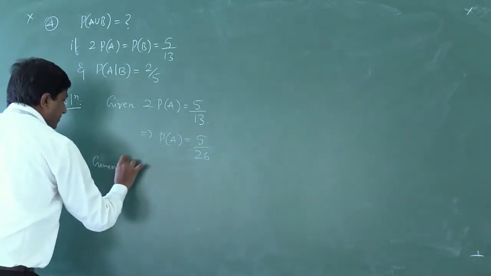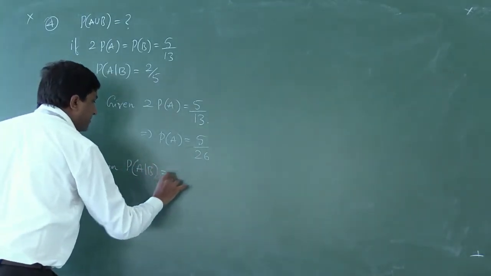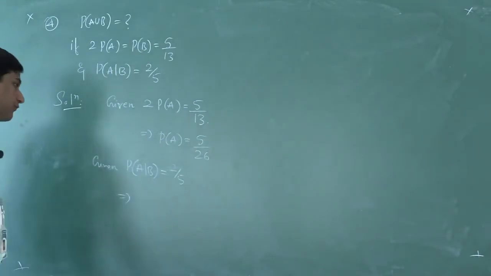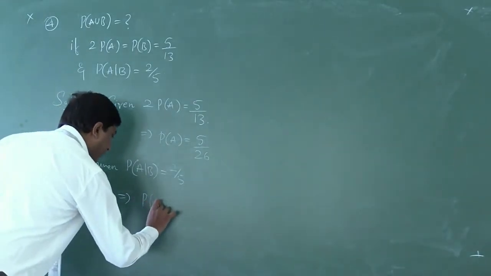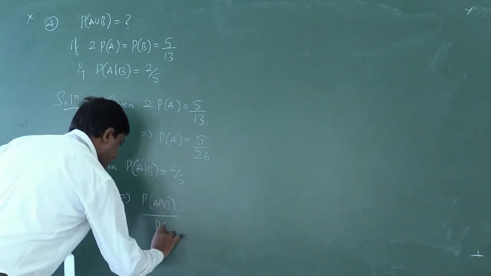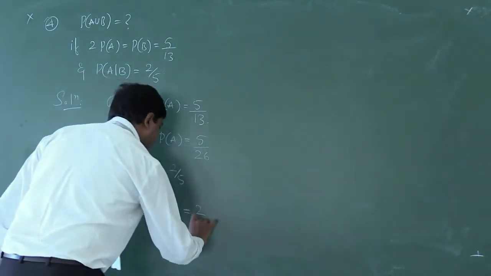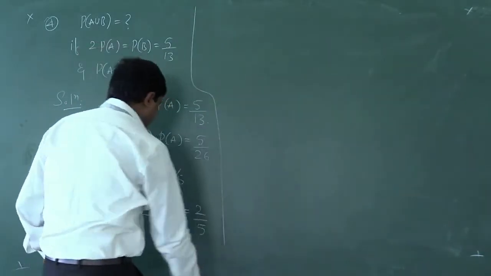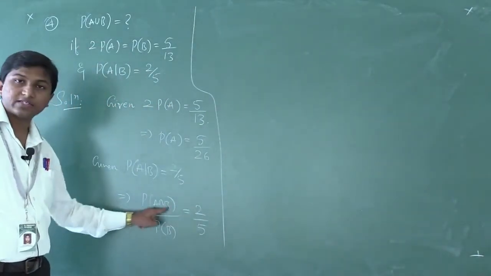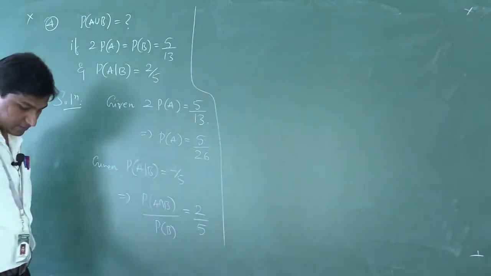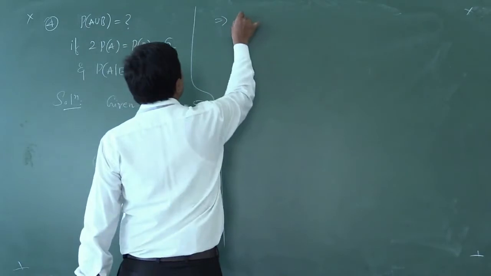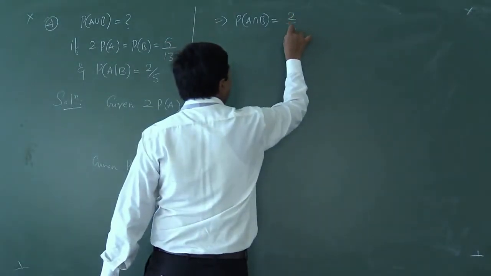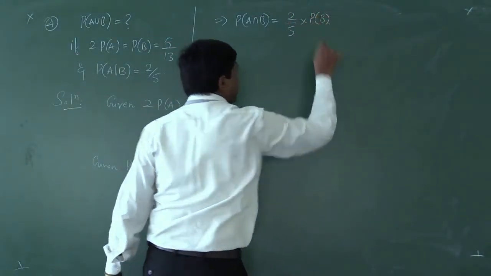It is also given that P of A bar B is nothing but 2 by 5. Okay, we know the formula of P of A bar B. It is P of A intersection B by P of B. The RHS is 2 by 5. What is our aim? We need to find out the value of P of A intersection B. So taking P of B to that side, what do we get? We have P of A intersection B equals 2 by 5 into P of B, right?